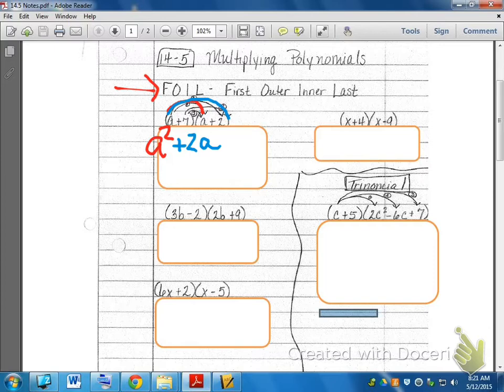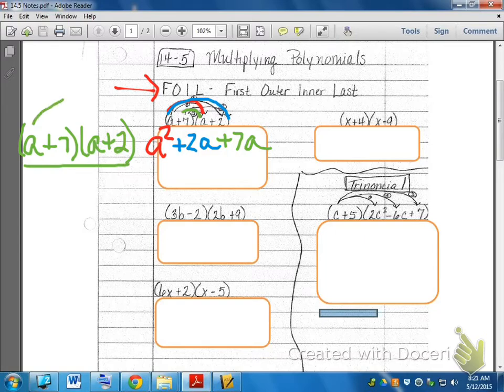Inner are the two on the inside when you look across from left to right. The two on the inside. So 7 times a, so plus 7a. 2a is the outer, a times 2. 2 times a, it's the blue arc. See the blue arc? The outside ones. Here, let me write this like this. A plus 7 and a plus 2. The ones on the outside, so you look at this problem all the way across, the ones on the outsides would be the a and the 2. That's 2a.